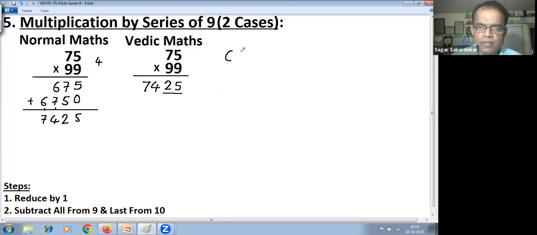Let's solve more problems. 68 multiplied by 99. First step, 1 less. 68 minus 1 is 67, the first part of that. Second part, subtract all from 9, last from 10. 9 minus 6 is 3, and last from 10, 10 minus 8 is 2. So the answer is 6732.